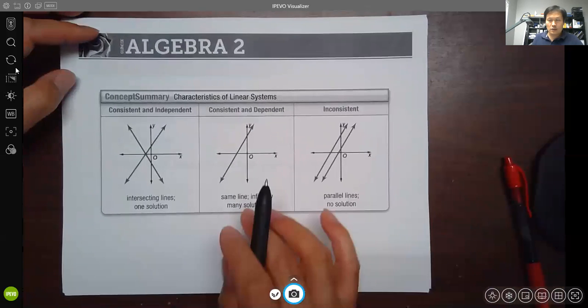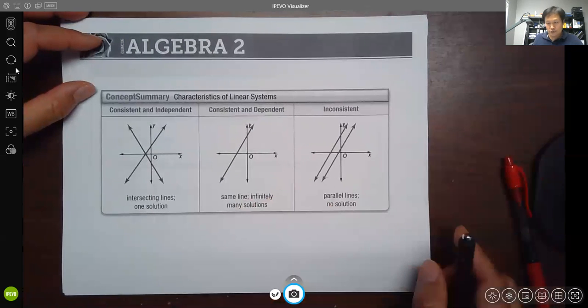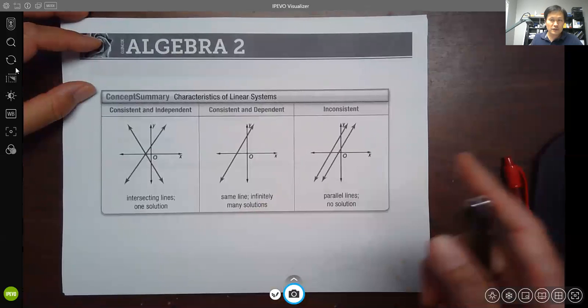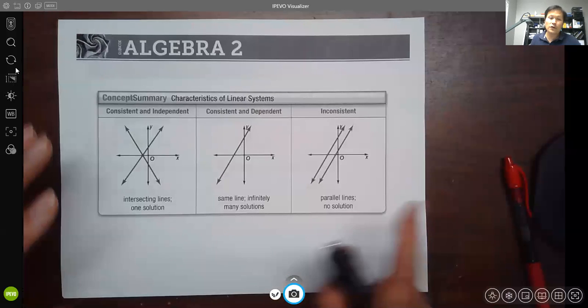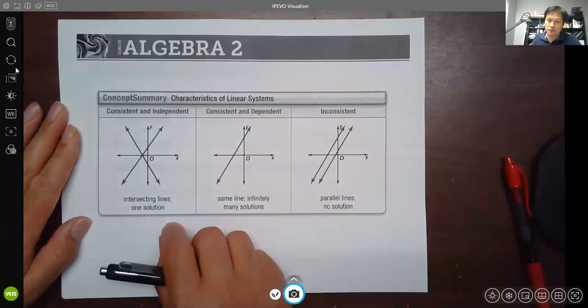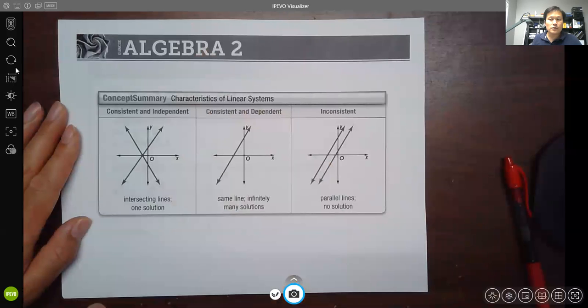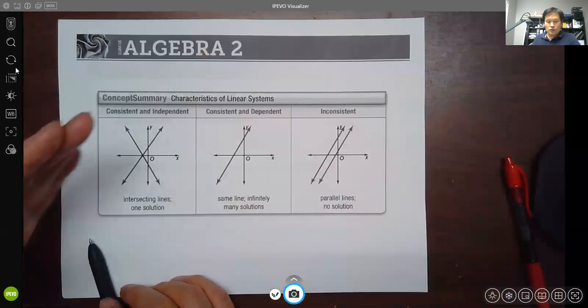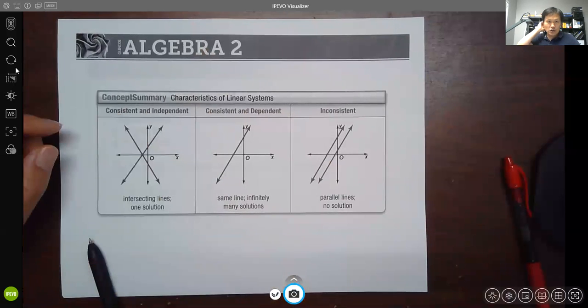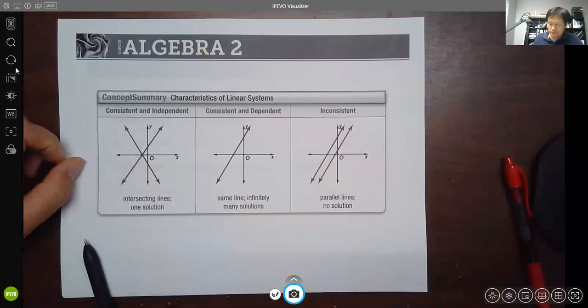This slide comes from the back, so if you want to flip through 4, 5, 6 pages, it's in the back, and I thought it would be beneficial if I introduce that up front. So there are 3 different scenarios for systems of equations for linear lines. So 2 lines intersect each other like this, one solution.